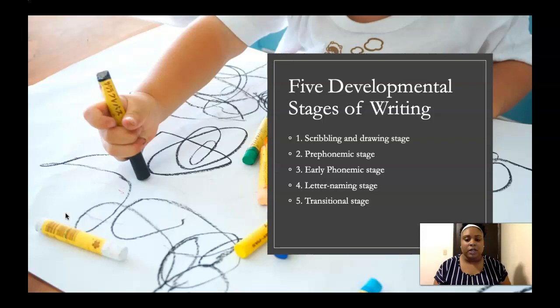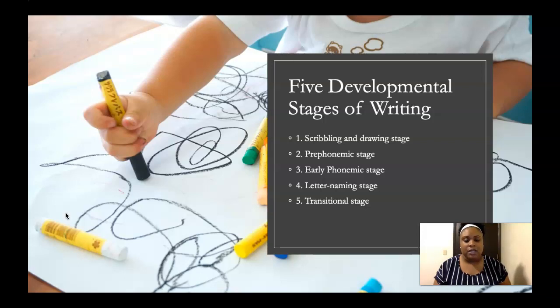Now we have the letter naming stage. During the letter naming stage, a child is using more than 1 or 2 consonants with at least 1 vowel to represent the spelling of a word. So at this point, children understand that words are made up of phonemes, vowels, and consonants.